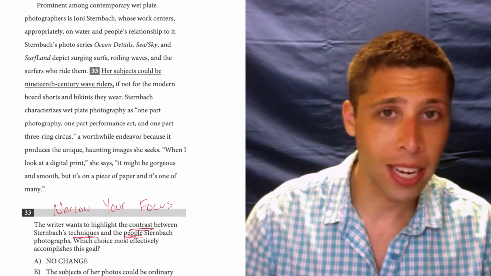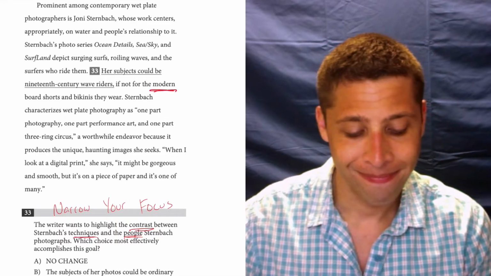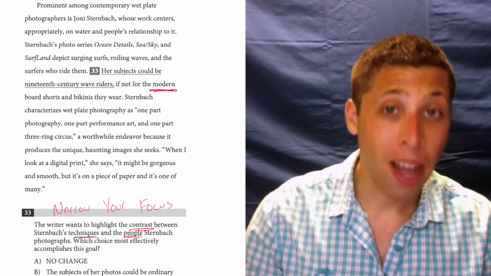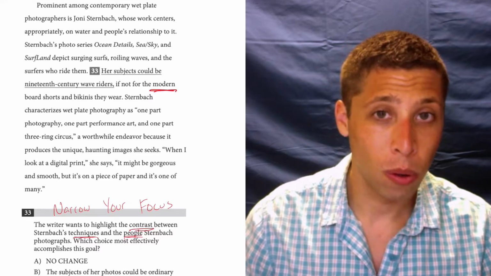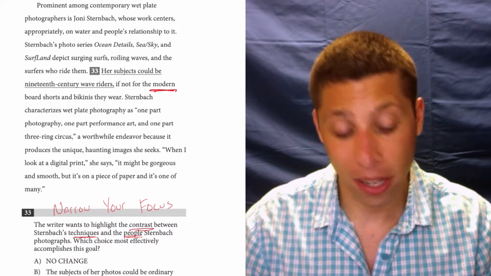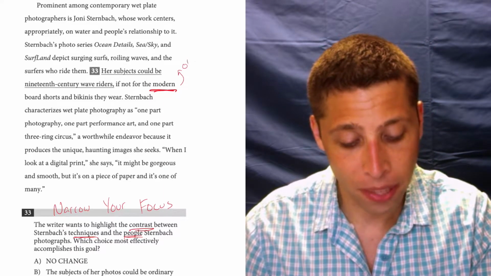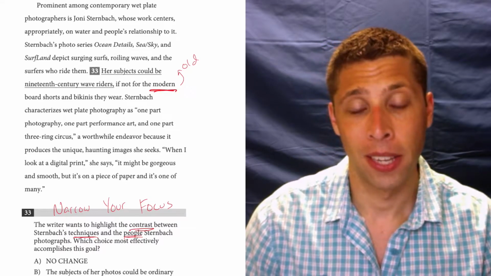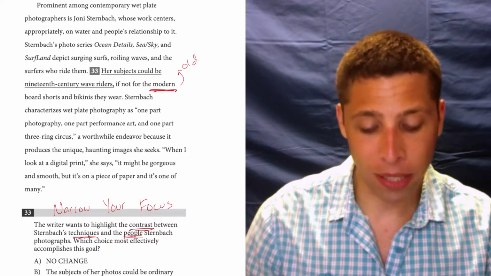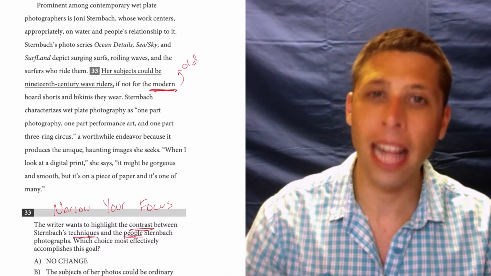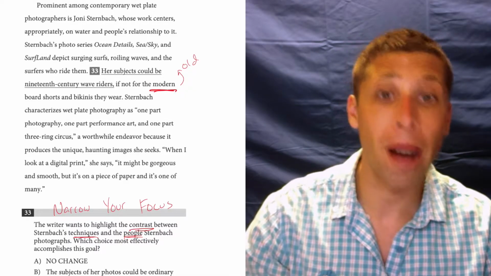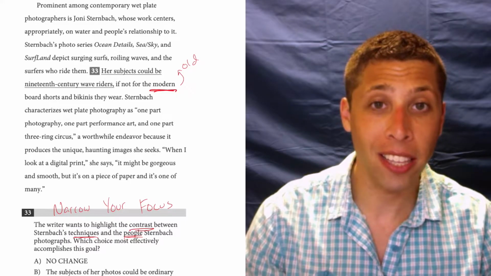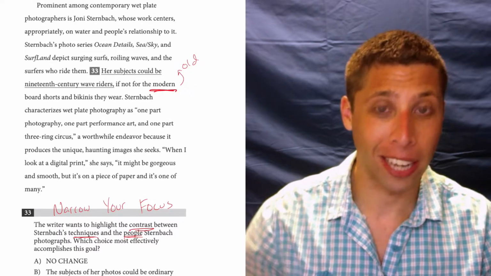So what's the key idea here? Modern. Modern is the word that's doing a lot of work here. So what's the contrast with modern? Something like old. Right? So it doesn't matter that they're wearing bikinis and board shorts. That specific fact is kind of not the point. The point is that those are modern things, right? They're saying that they're modern, and we want to contrast with that.